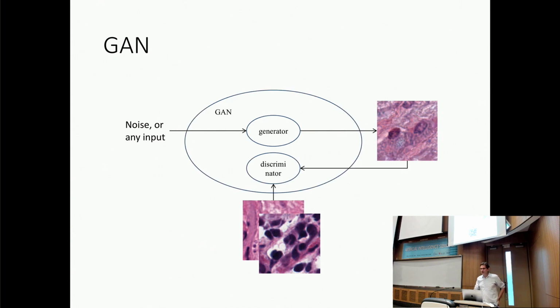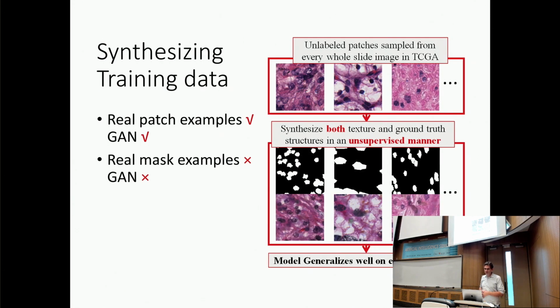You start from any input. You input a number of real patches, and now you start generating synthetic patches. And this is our generator and discriminator. The generator generates these patches. The discriminator compares them to the real patches and tries to become better at recognizing them. And they play this game.